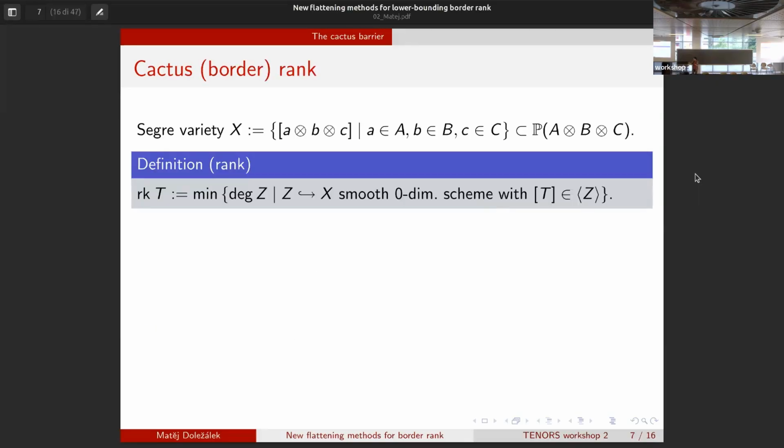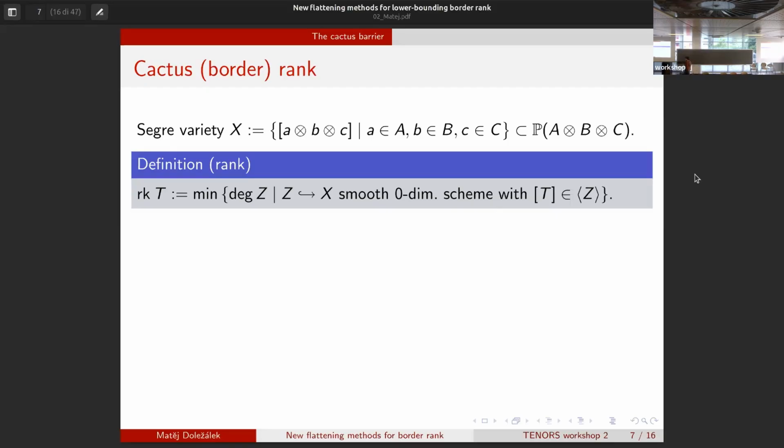And this is sort of a limitation of flattening methods that we wanted to overcome and that we indeed managed to overcome. And for this, I need to define cactus rank. So let me restate the definition of rank in needlessly scheme theoretic language. Let me call X the Segre variety in the projectivization of my tensor space. If you ask Grothendieck, let's say, he would say that rank is the minimal degree of a smooth zero-dimensional scheme embedded into the Segre variety, such that your tensor lies in its span.